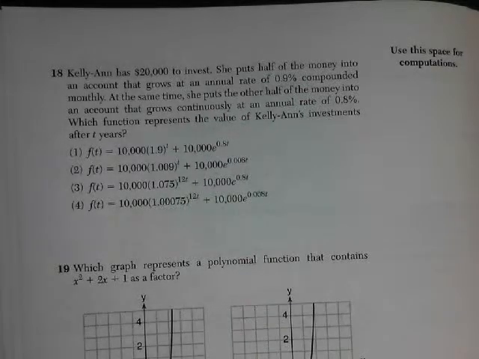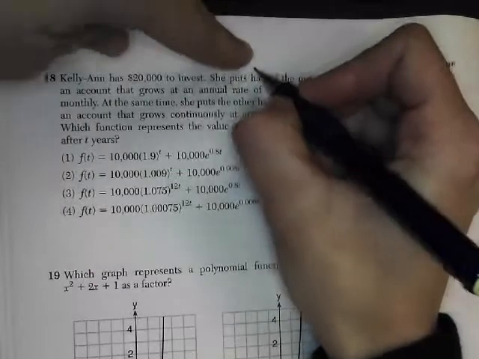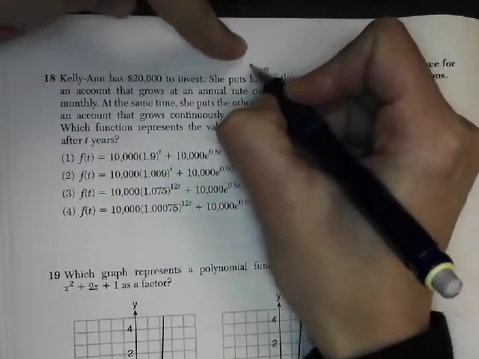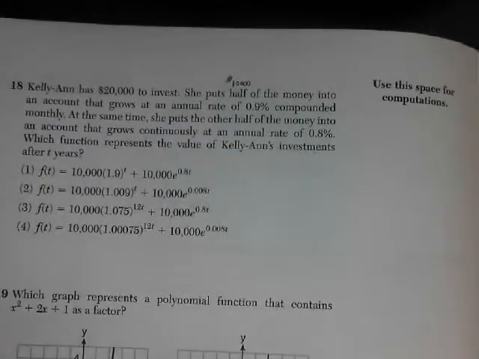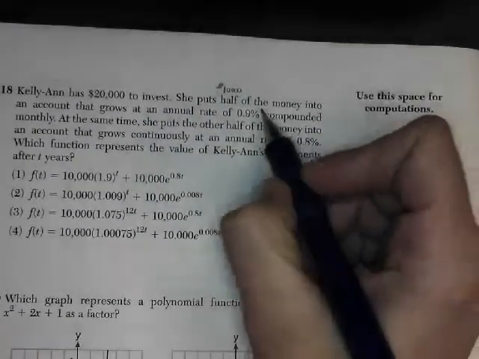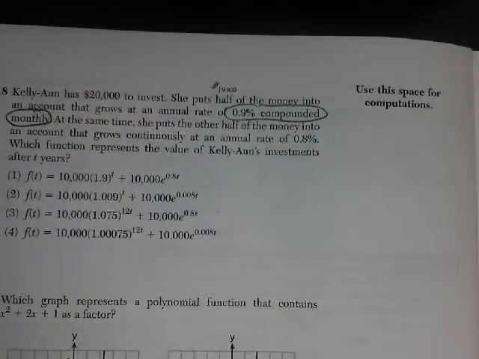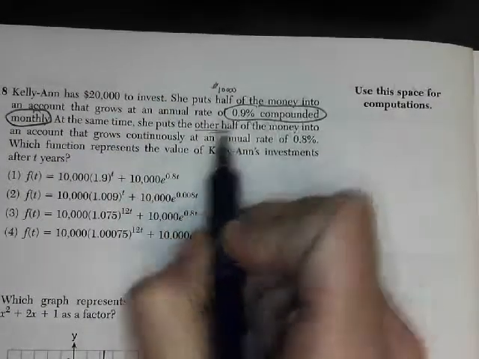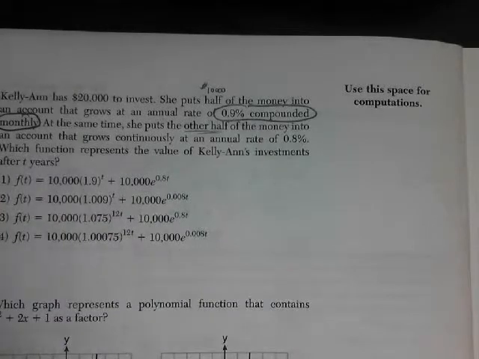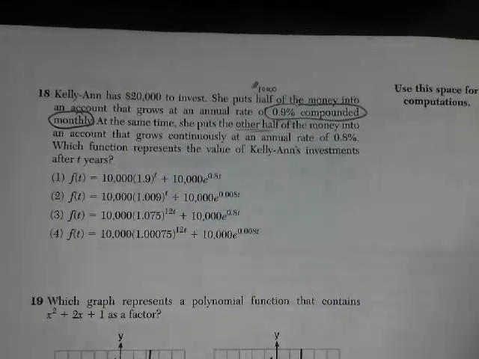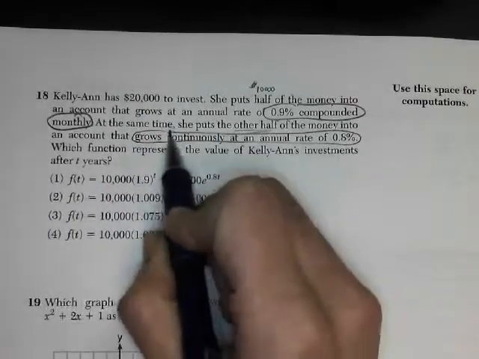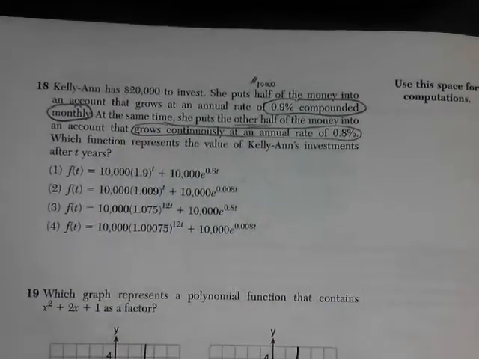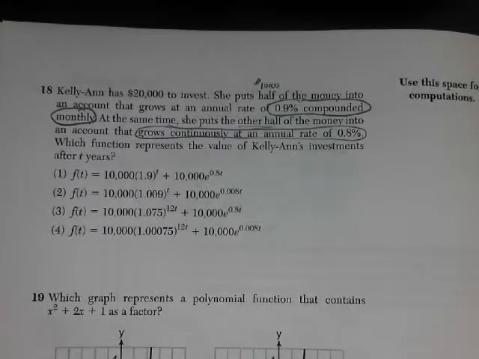Kellyanne has $20,000 to invest. She puts half, that would be $10,000, of the money into an account that grows at an annual interest rate of 0.9% compounded monthly. At the same time, she puts the other half, the other $10,000, into an account that grows continuously at an annual rate of 0.8%. Which function represents the value of Kellyanne's investments after t years?